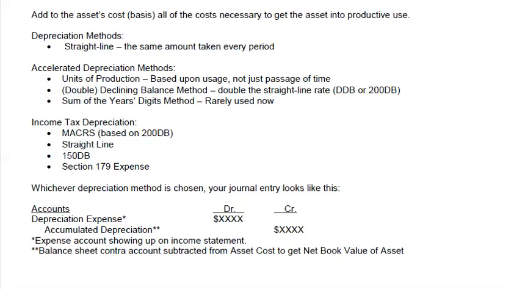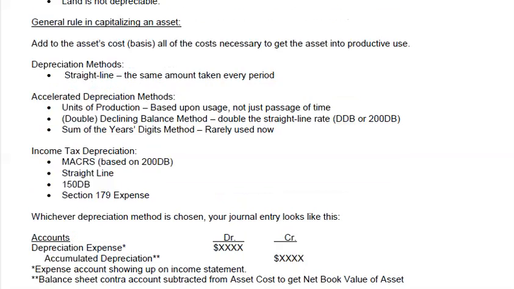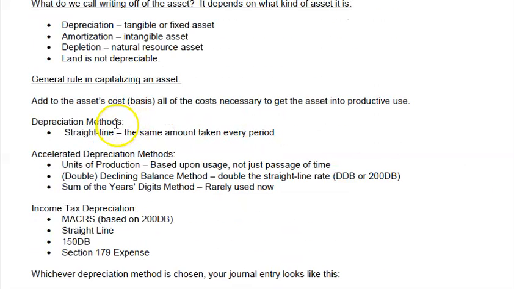But anyway, we're going to concentrate on those first four methods. And like I said, whatever method we use, we're going to debit depreciation expense and credit accumulated depreciation every period. So we're going to be looking at straight line, units of production, double declining balance, and sum of the years digits method.